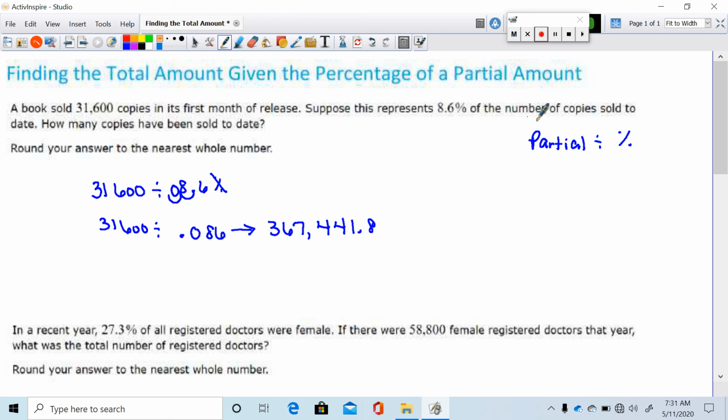But you can't have a 0.8 a part of a book that you're going to sell. You got to sell the whole thing. So you want to round it to the nearest whole number, which is in front of the decimal. So we're going to decide if that one goes up or stays. Well, if the number after it is 5 or larger, it goes up. So instead of 367,441, your answer is going to be 367,442 books, or let's say copies of the books that have been sold.